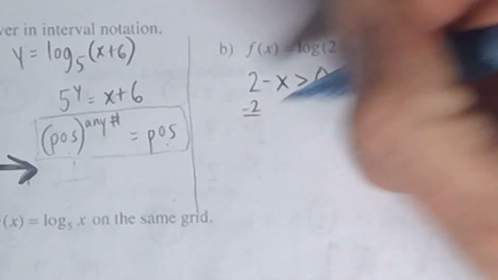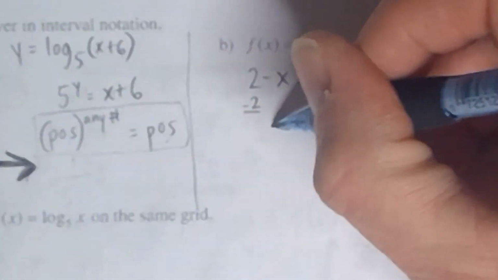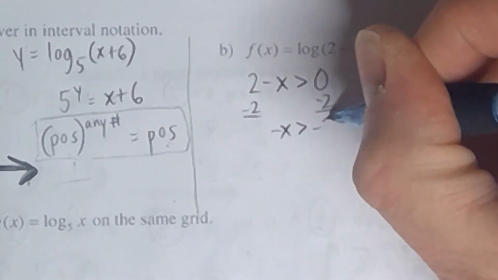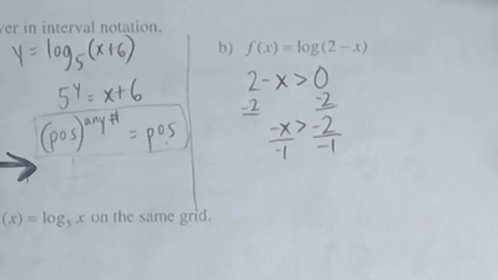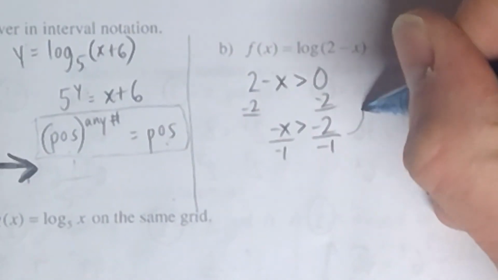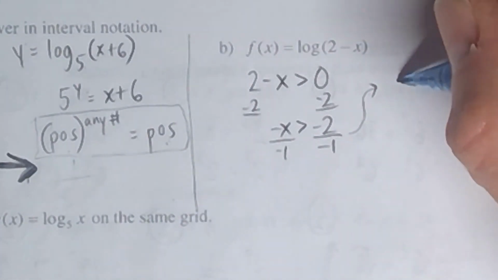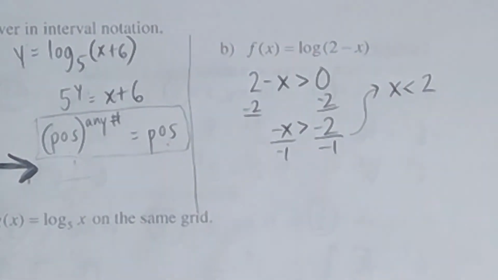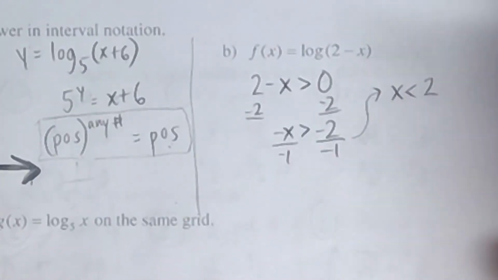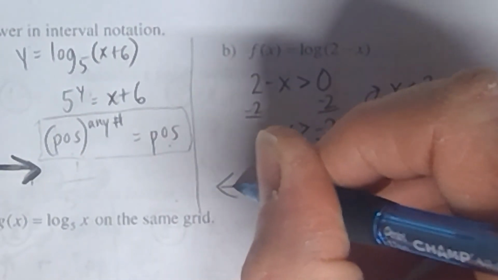This is a linear inequality, again, for the same reason as the last problem. So we move over the 2, but we also have to divide out the negative 1. But what do you do when you divide by a negative in an inequality? You have to flip the alligator, don't you? Okay, flip the alligator mouth the other direction. So we get x is less than 2.